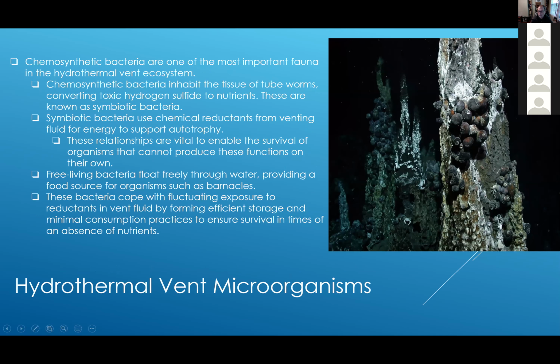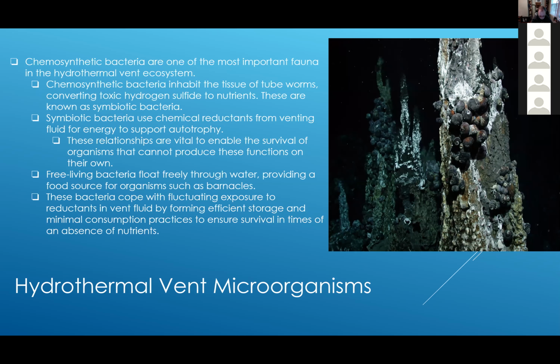All right. So talking about these chemosynthetic bacteria again, they're probably one of the most important things around the vent faunas, just because a lot of organisms rely on it. And so, like I said before, they inhabit tube worms. They convert hydrogen sulfide, which is normally toxic to many organisms. They turn it into a less toxic form of energy, where they can either eat the bacteria, or in this case, it's called the symbiotic bacteria.